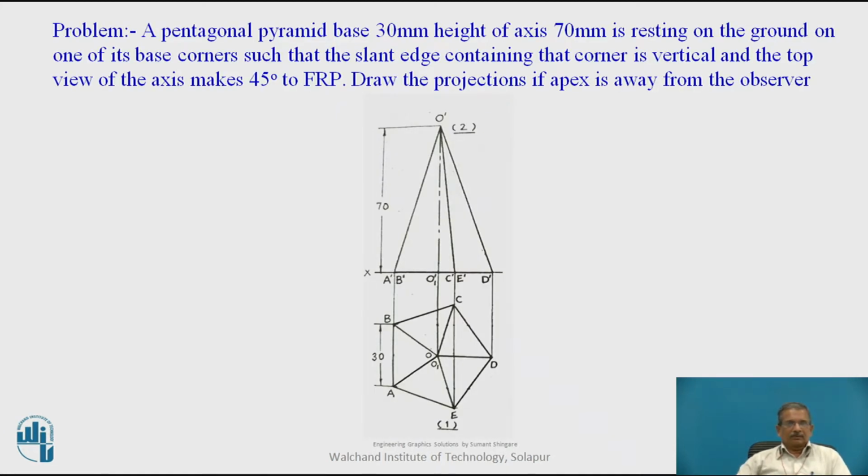So a pentagonal pyramid, base 30 mm, height of axis 70 mm, is resting on the ground on one of its base corners. So now as it is resting on ground, its top view will be a pentagon, one condition. Another condition, its base corners such that the slant is, so it is resting on corner, on the base corner.